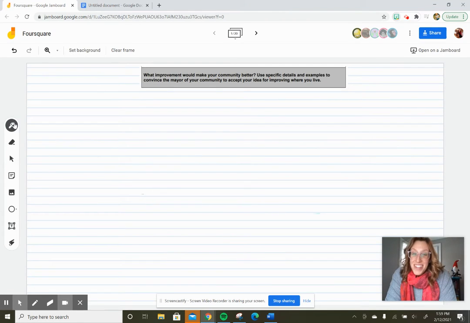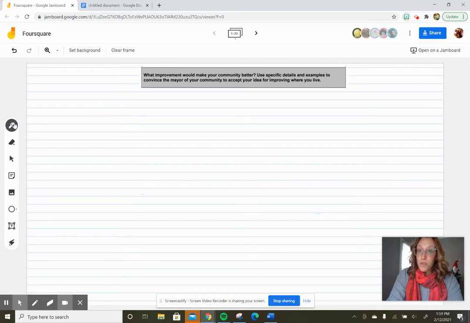Hello, eighth graders. Today we are going to review the drafting method of the Foursquare. This Foursquare is a graphic organizer that lends itself perfectly to a 4-paragraph essay. I'm going to go over the basics of it, but remember that you can do as much drafting beyond this as you would like on the day of your SOL.